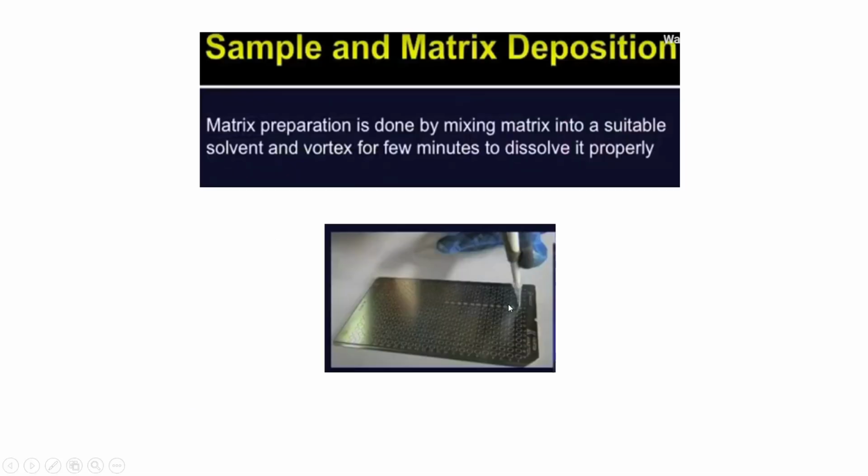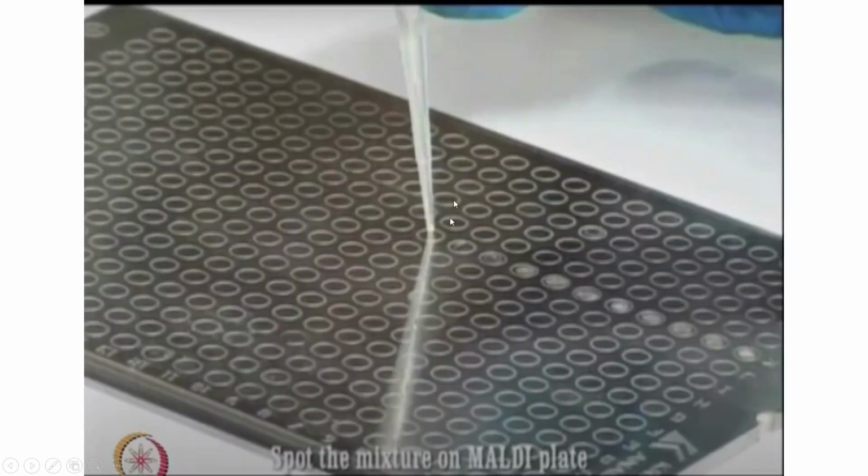This is how the plate looks, and you're just adding a small amount of sample on each and every well on the multi plate. Matrix preparation is done by mixing the matrix into a suitable solvent first, which we did in the earlier slides, and vortexing it for a few minutes to dissolve it properly, and then you load your samples. So you mix it with your samples and then load it like this.